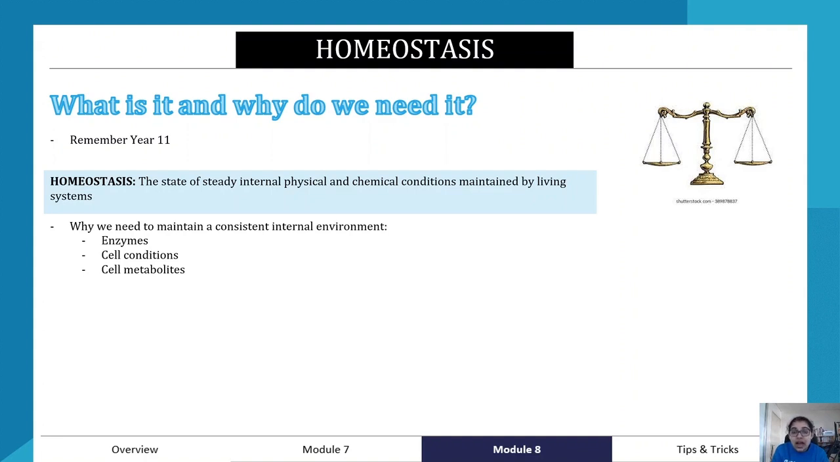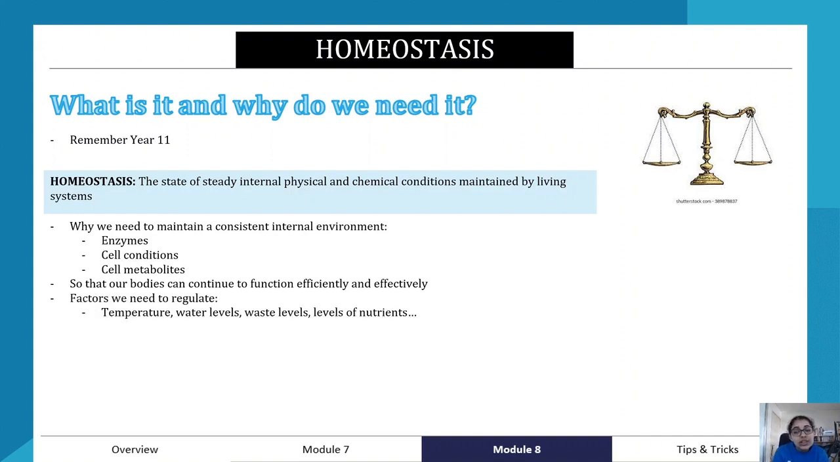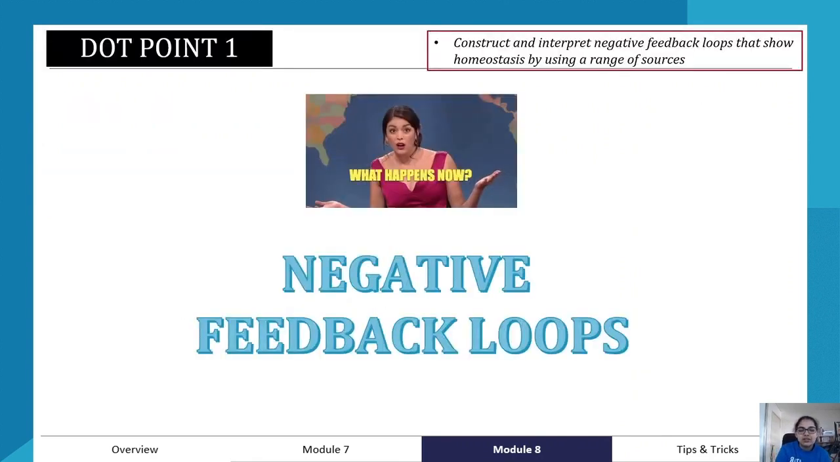The body is amazing in how many different things it's doing and how many different systems are working together to sustain us. And we need homeostasis for enzymes to work. Most things in the body are working thanks to enzymes. Obviously, to maintain cell conditions and cell metabolites, we need the body to be in a stable internal condition. So essentially, this is where we need to regulate things like temperature, water levels, waste levels, and the levels of nutrients. So what do we do as a result of that?